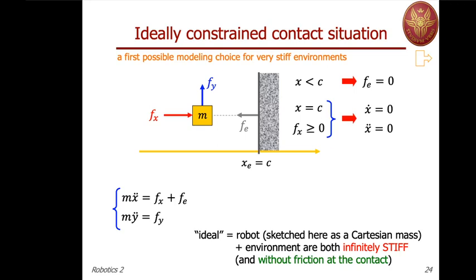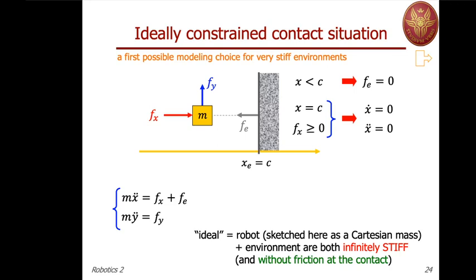Indeed, when we are in contact, so when the position x is equal to c, we have two situations. If we apply a force which is negative, then we will detach immediately from the wall and so we return to the situation of free motion. Instead, if we apply a positive force or even a zero force, we remain in contact. If we apply a positive force, we try to enter into the surface, but the surface is very stiff indeed. So we will actually not move at all.